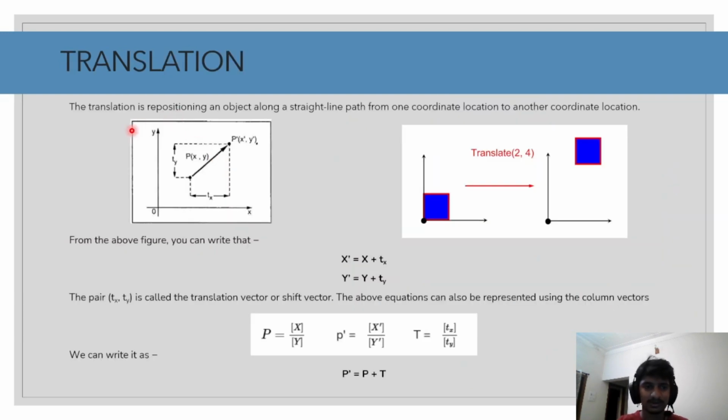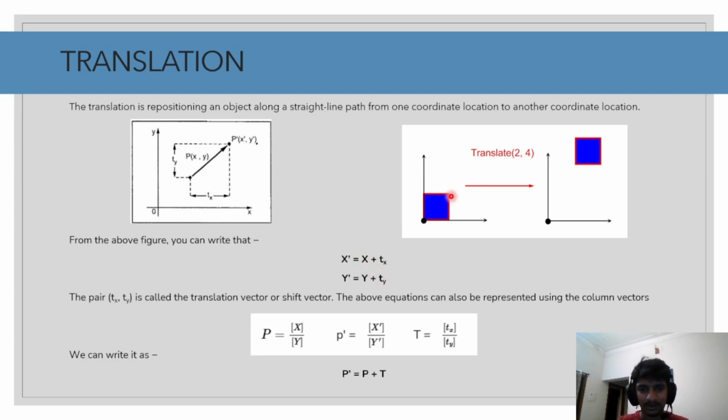First we have translation. Translation is repositioning an object along a straight line path from one coordinate location to another coordinate location. As you can see in this figure, this point P of x comma y is replaced into P dash of x dash comma y dash. So first we have y-axis increase and x-axis increase. So tx is how much it is increased. So from our figure we can write that x dash is equal to x plus tx and y dash is equal to y plus ty.